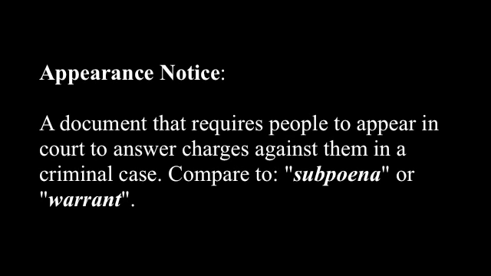An appeal is a request made to a higher court, tribunal, or authority for the review of a decision. An appeal period is obviously a period of time that you have to appeal a decision. An appellant is a party that's bringing an appeal. An appearance notice is a document that requires people to appear in court to answer to charges. This is to be compared to subpoena or warrant, which will be described in other videos.